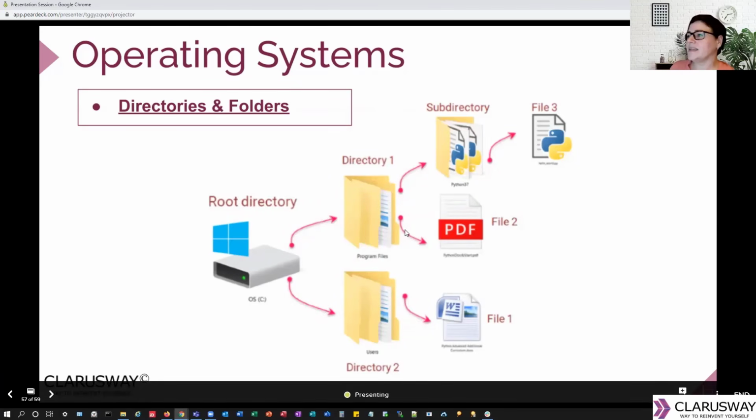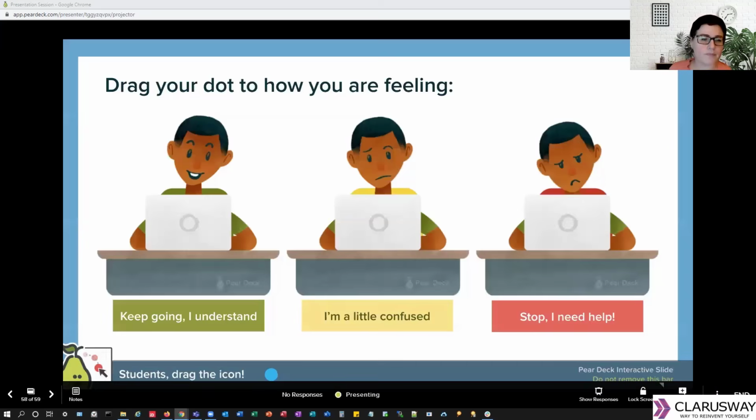The directory is a series of folders or files nested to make a structure. This is the file structure or the file system. You see that referred to.